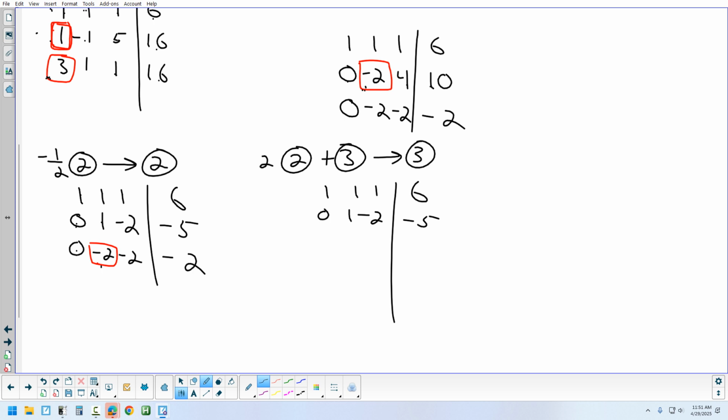If you double 0, what do you get? 0. Plus 0. 0. What if you double 1? 2. 2 plus -2. 0. And if you double -2? -4. -4 plus -2. -6. And if you double -5? -10. -10 plus -2. -12, yeah.